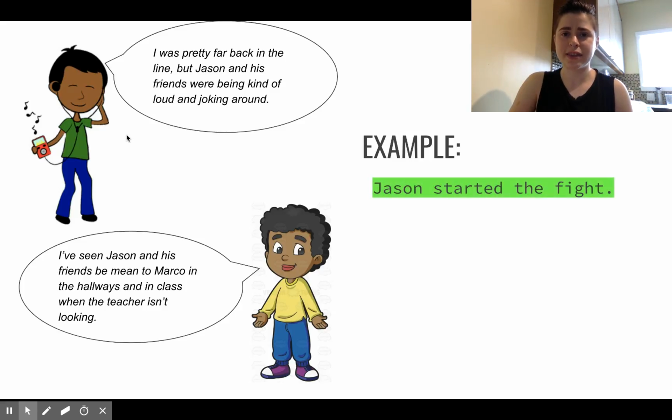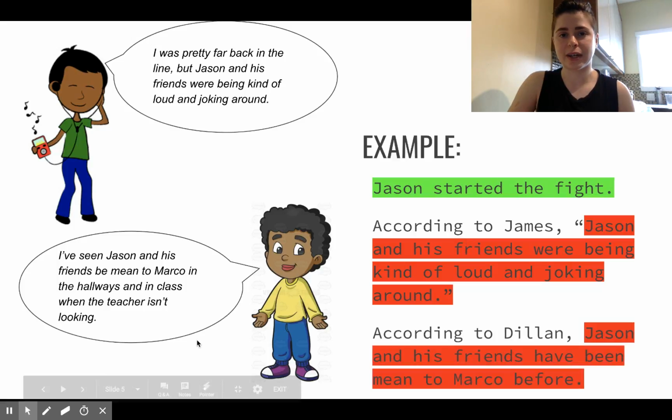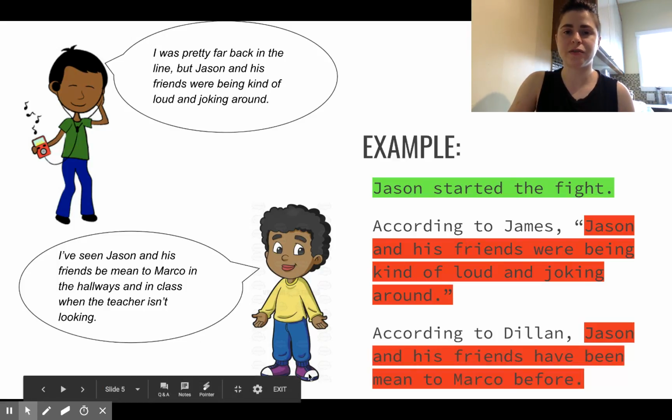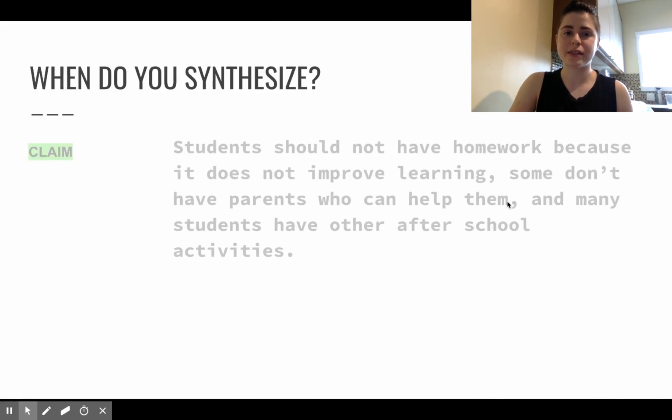So I'm going to synthesize by using quotes from both of them. I'm going to say, according to James, Jason and his friends are being kind of loud and joking around. According to Dylan, Jason and his friends have been mean to Marco before. So this is an example of synthesis because it's using two different sources in one paragraph to prove the same claim. So when do you synthesize?